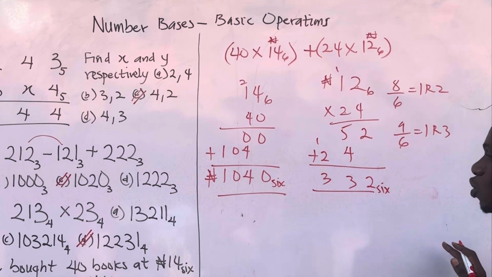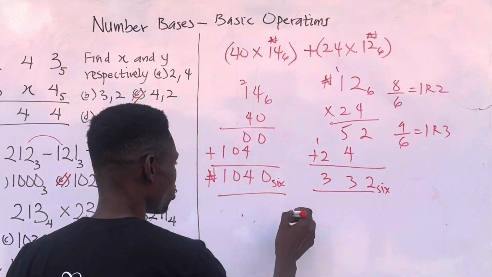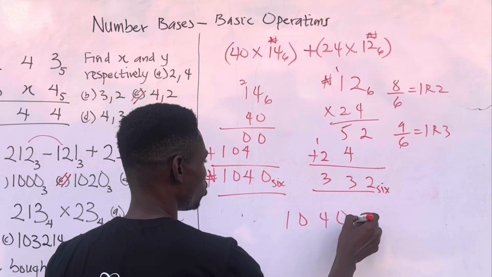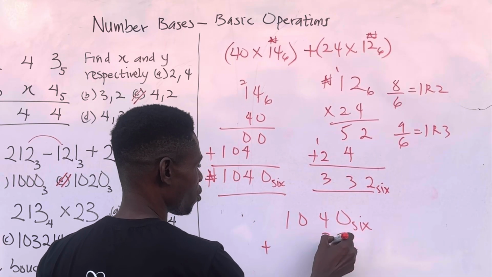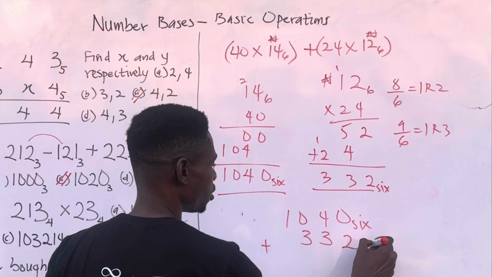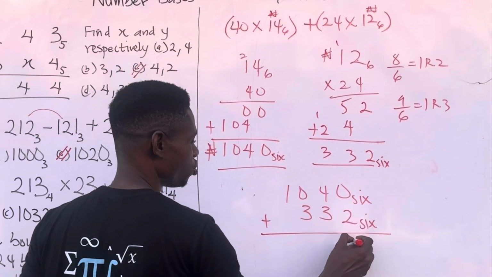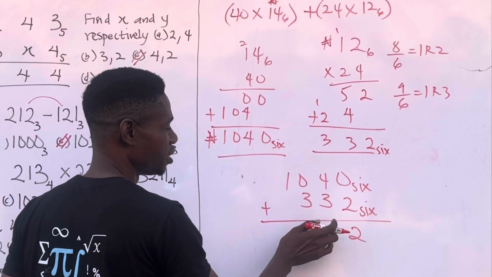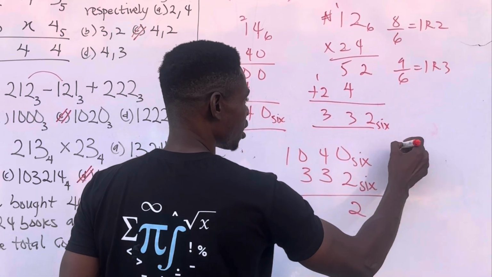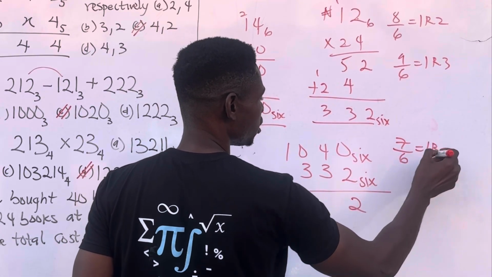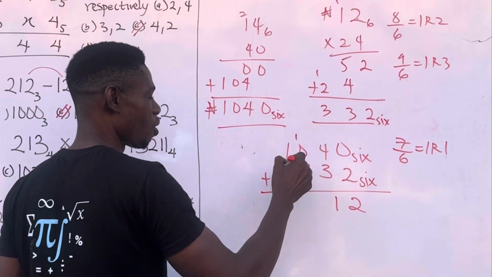Now it's on us to get the total amount by adding the first price to the second price. So let's go. We have 1040 base 6 plus 233 base 6. Okay, so 0 plus 3 is 3. 4 plus 3 is 7. 7 is bigger than 6. It's not a base 6 number. So 7 divided by 6, that's 1 remainder 1. So we write down 1 and carry 1.